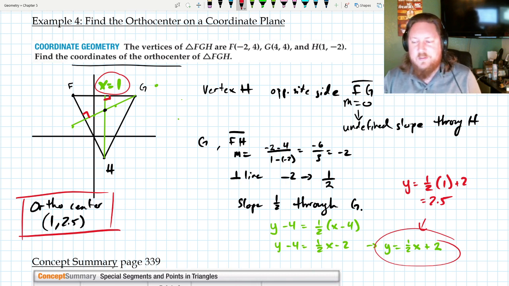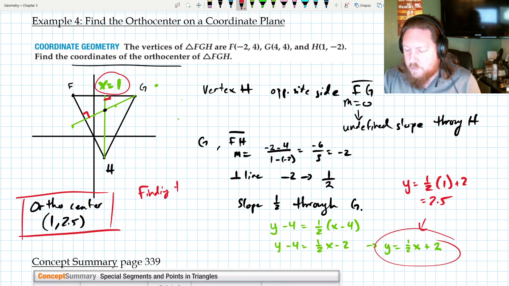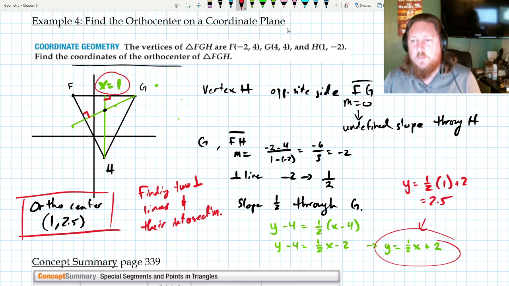But what's happening with this is you're finding two perpendicular lines and their intersection. That one can be really quick and easy like this, or it can take you longer because you use the point-slope form for two different lines. But if you can get a vertical or a horizontal out of there, use that as one of the lines.